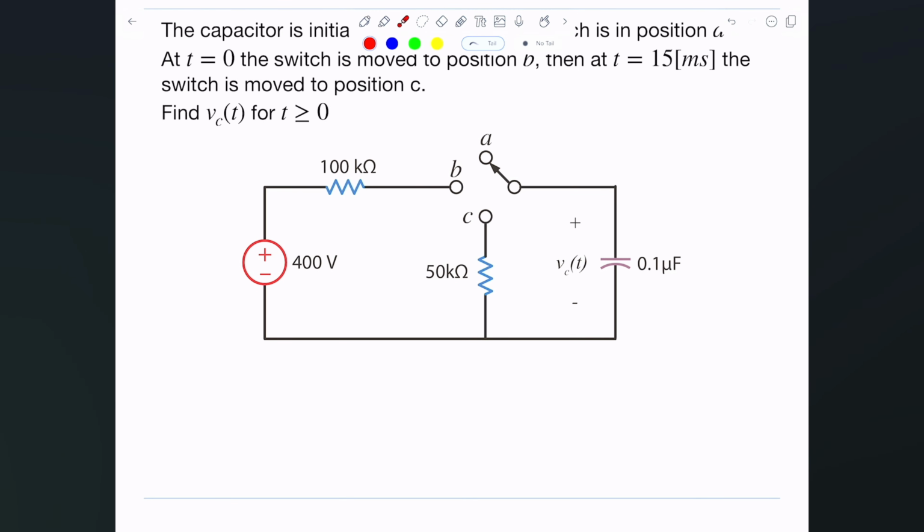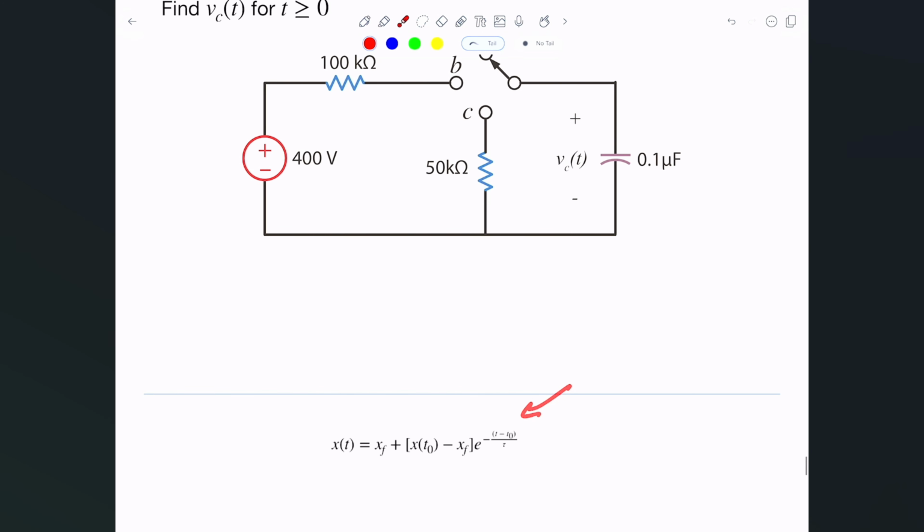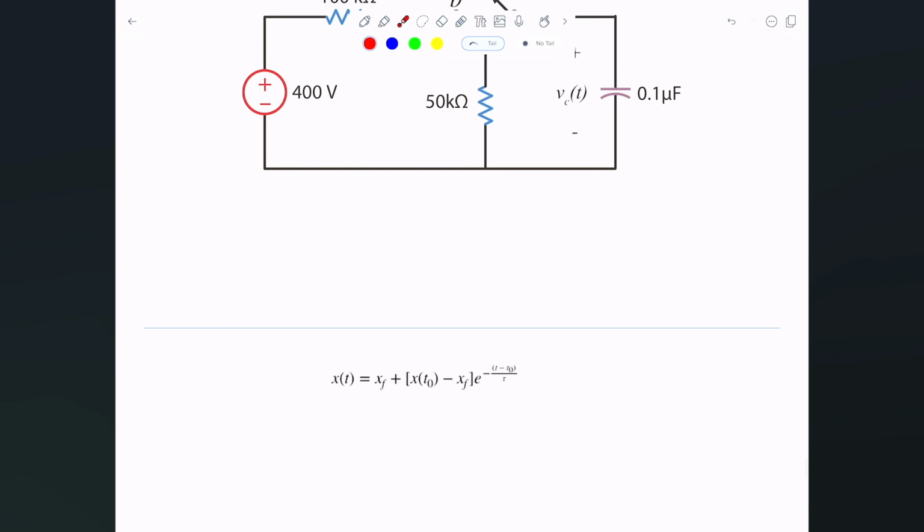All right, so how do we go about this? Well, we have a step response initially and then a natural response. You can look up these equations, or we can simply use the general solution for a first order transient circuit. We have two of them because we have two switches. This is sequential switching, so let's go with that.